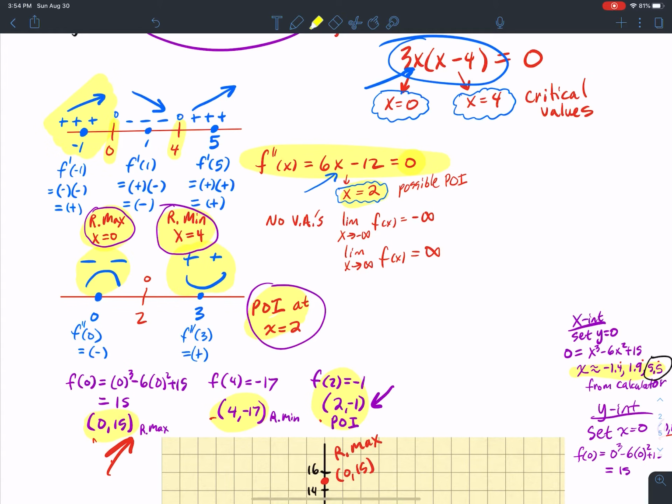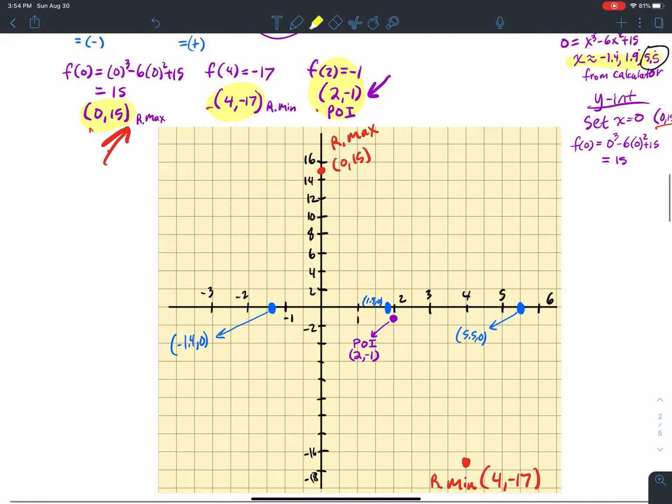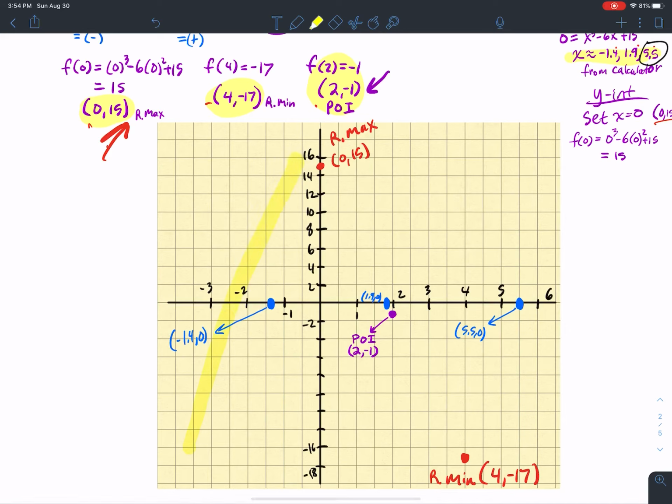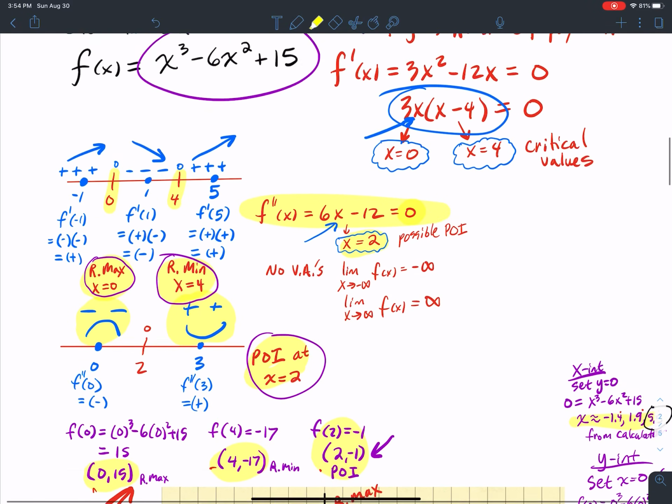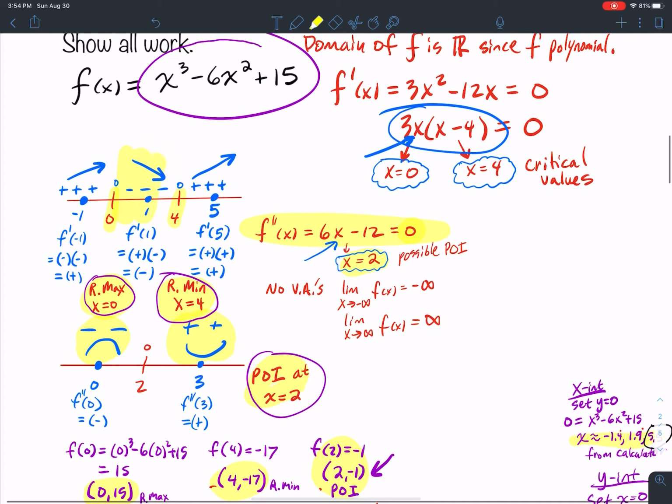On the interval from negative infinity to 0, I'm increasing. Okay, from negative infinity to 0, I'm going up. All right, I know I'm going up. And then from 0 to 4, I'm actually going down.